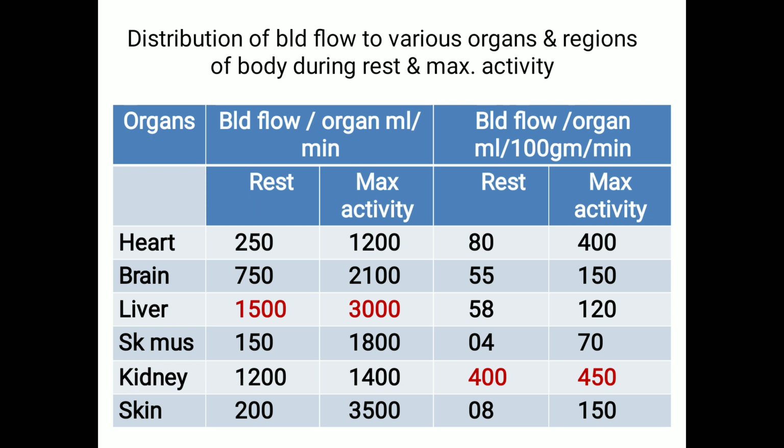You can express the blood flow per organ in ml per minute or blood flow per organ in ml per 100 gram per minute. If you see 100 gram per minute, at rest the coronary heart blood flow is 80, whereas at maximum activity 40. Skeletal muscle normally is 4, and when you do activity 70. Brain blood flow is 55, and with activity 150; liver 58, activity 120. So that is the distribution of blood flow at various organs and regions of the body during rest and maximum activity.